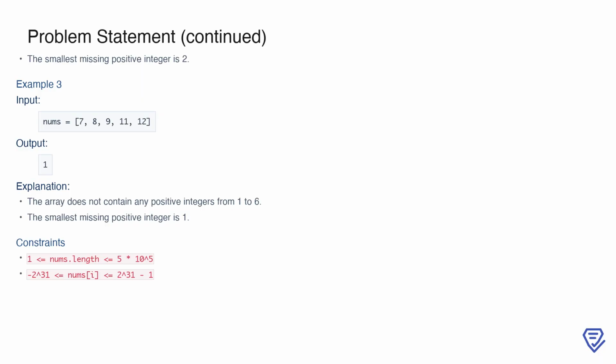This problem also comes with some constraints to keep in mind. The length of the array can be as large as 500,000 elements, and the values within the array can range from -2 billion to +2 billion. These constraints emphasize the importance of designing an efficient solution that works within these limits.